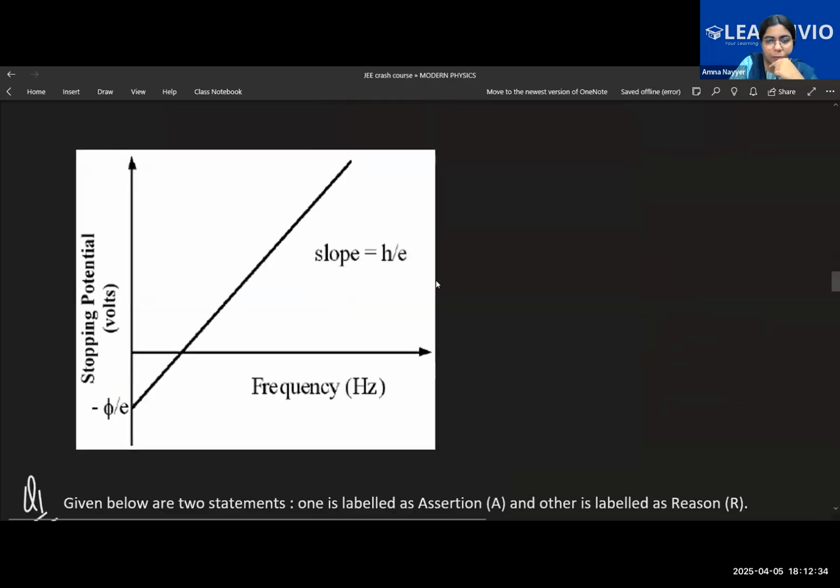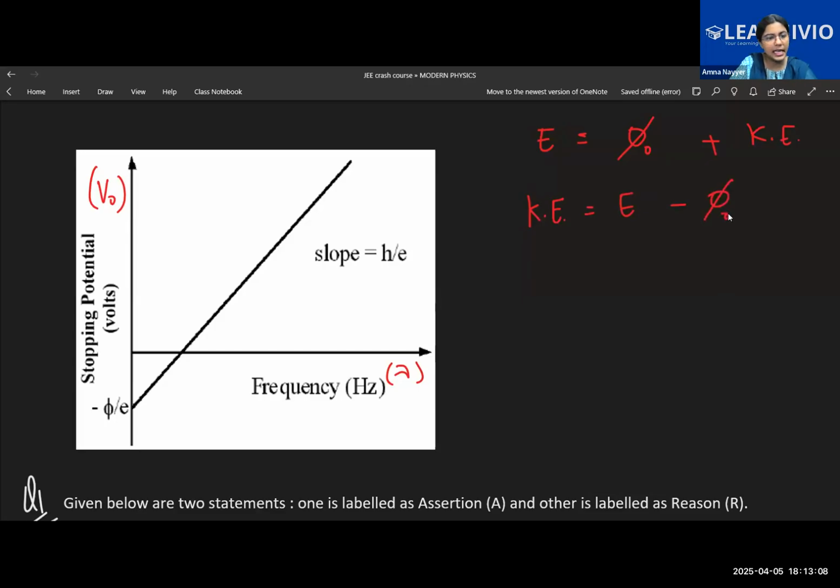Now this is very important. This graph is between the stopping potential and the frequency. So this relates to the equation of your stopping potential. We discussed that the energy is equal to the work function plus the kinetic energy. So from here I can say the kinetic energy is equal to energy minus the work function, right?